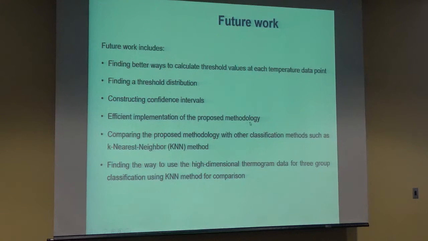Next is efficient implementation of the proposed methodology. As I said, if you have a different starting point, 0, 1, 2, 2, 1, 0, things like that, how do we do it? Then comparing the proposed methodology with other classification methods such as KNN, which is very commonly used. In this case, all those 29 temperature points are not independent, they are correlated, that's why the model fits better. But if I use KNN, you take different characteristics that could be very unrelated, and based on that when you predict, we see what we can get.